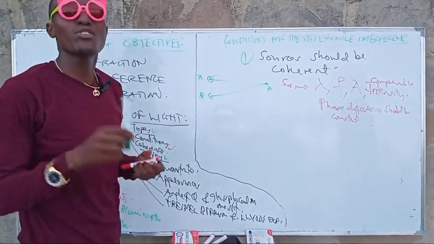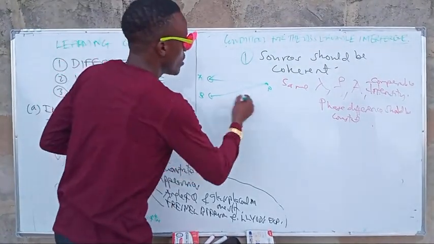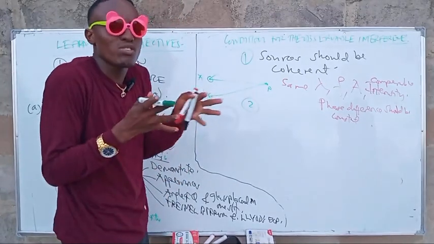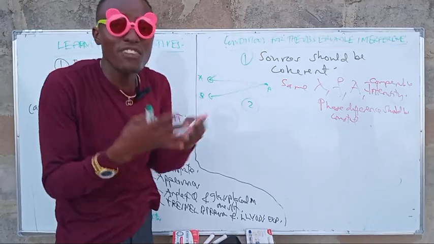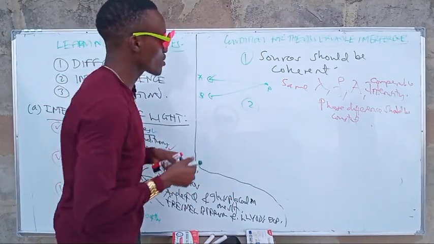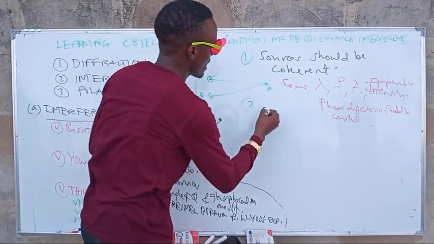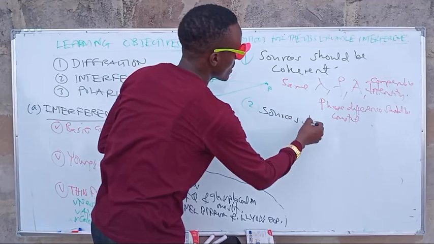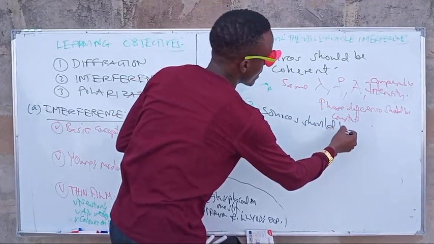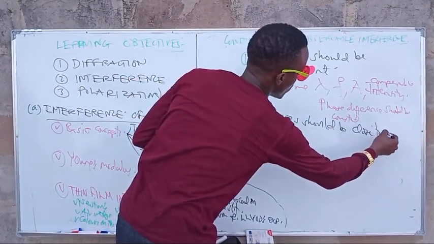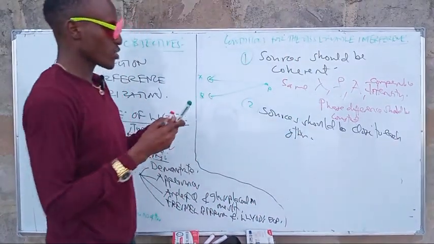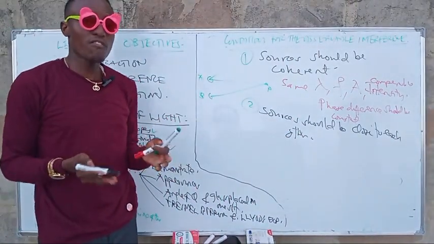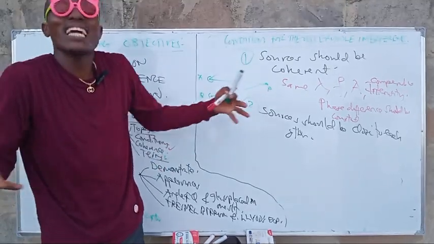The second thing that we need to know is that the sources should be close to each other. If one source is so far from the other, the interference won't happen exactly. So the sources should be close to each other. If they are not so close, they can't interfere.